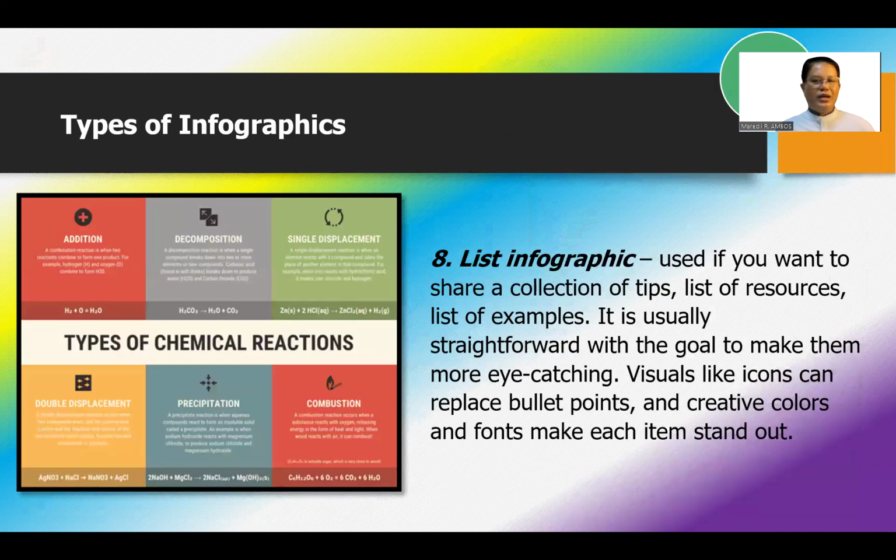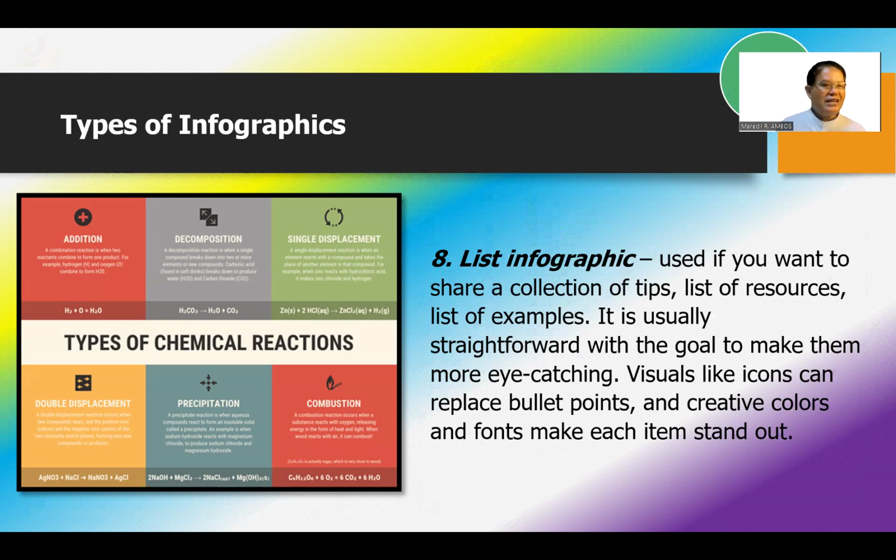The next is the list infographic. From the word list, there are listings. If you want to share a collection of tips, a list of resources or examples, you can of course have list infographics. It is usually straightforward with a goal. To make them more eye-catching, some visuals like icons can replace bullet points, and creative colors and fonts can make each item stand out.